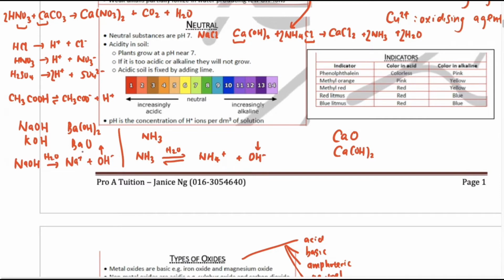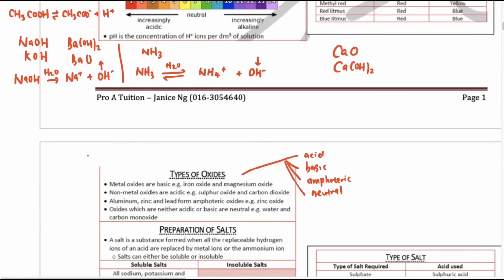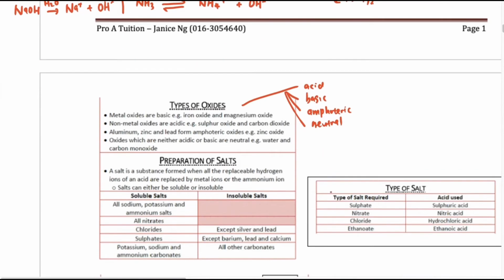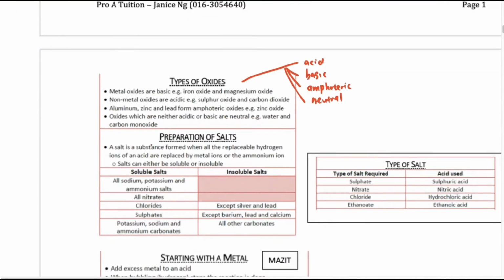I mean, oxide is not always base, so it depends on what kind of oxide we are talking about. Certain oxides are acidic, certain oxides are basic, certain oxides are amphoteric, certain oxides are neutral. Okay, so that clarifies it here already.